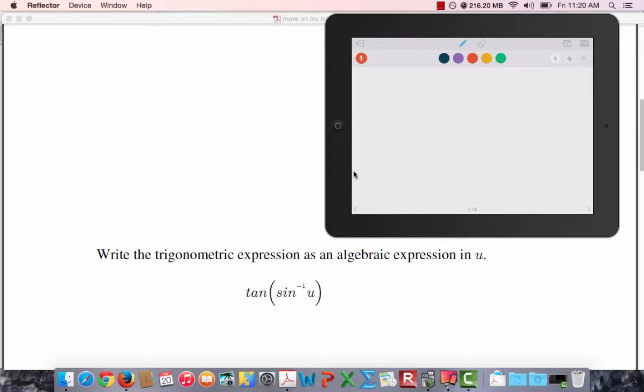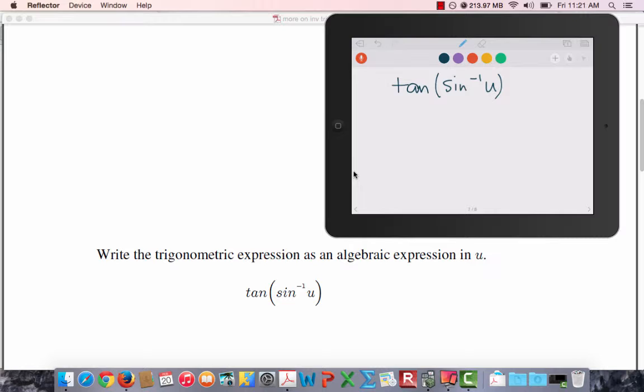Let's look at another example. We're asked to write the trig expression as an algebraic expression in terms of u, meaning we do not want to have any trigonometric functions in the expression. Well, this seems a little weird.